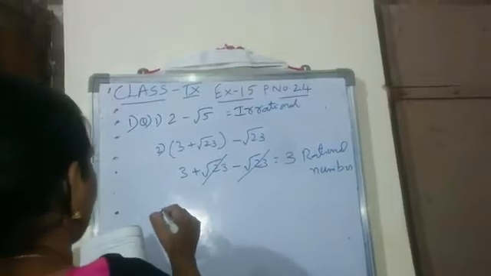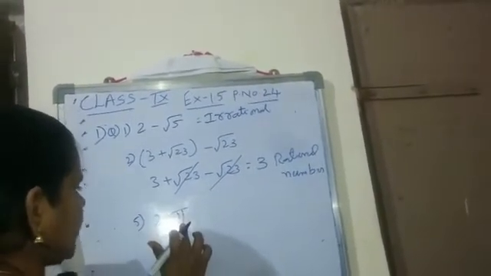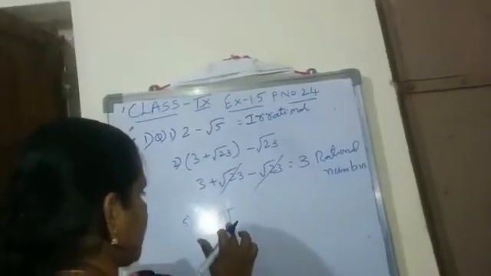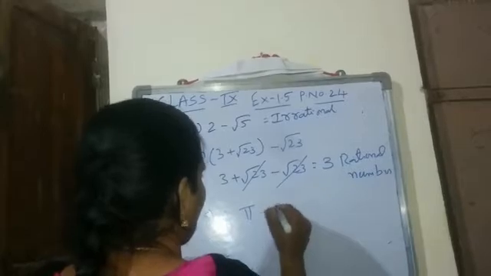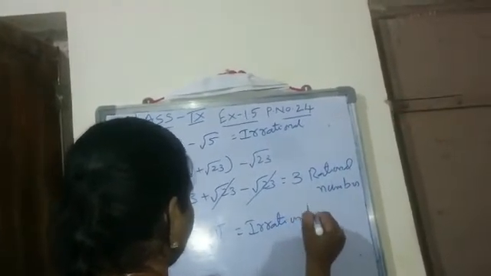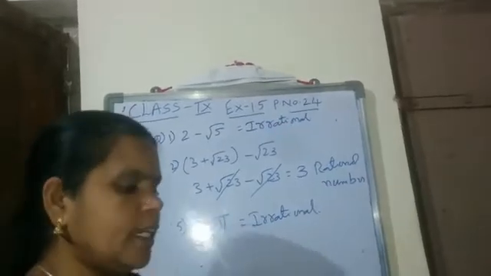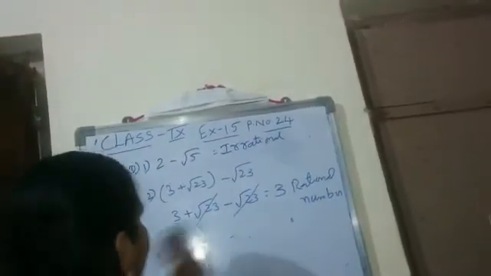Now, fifth one, children, 2 pi. We know that pi is always an irrational number. So, an irrational number is multiplied by a rational number. The result is always irrational. Now, second question: simplify each of the following expressions.